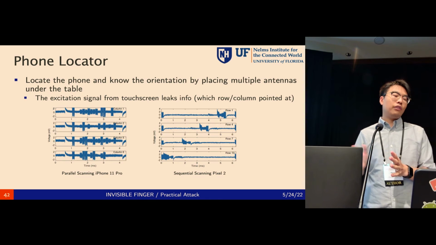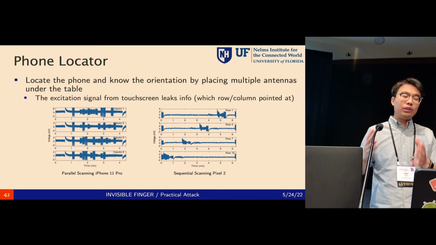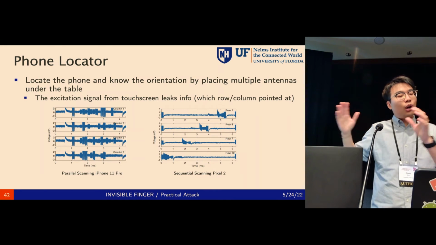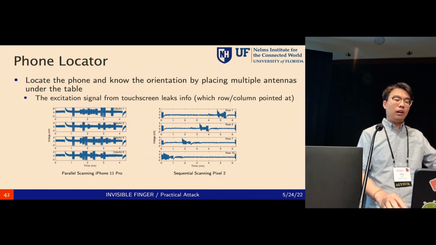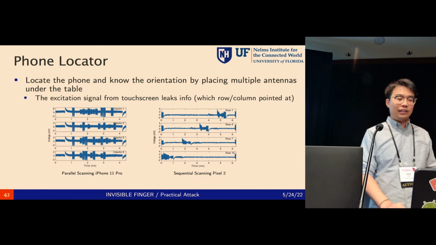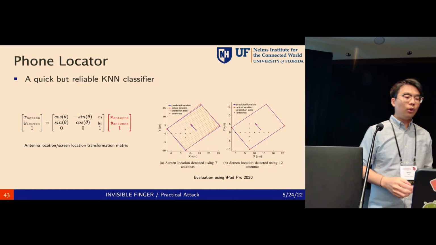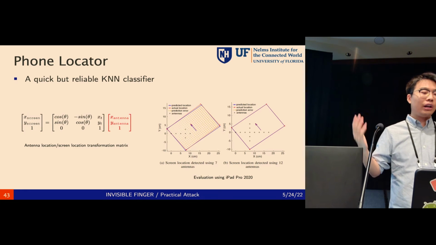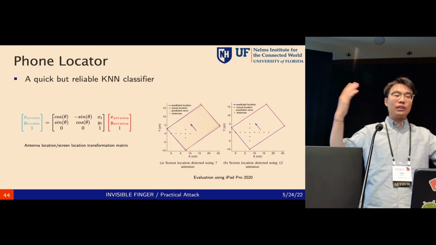As for the phone locator, a little recap on what the driving signal actually looks like on different devices. We can see that for different rows or columns, the driving signal actually looks different. This applies to either sequential or parallel driving mechanisms. And we can use this pattern to recover where the phone is located. We know ahead of time how our antenna is located and organized, and we can use our antenna to measure what the signal looks like on the touchscreen.